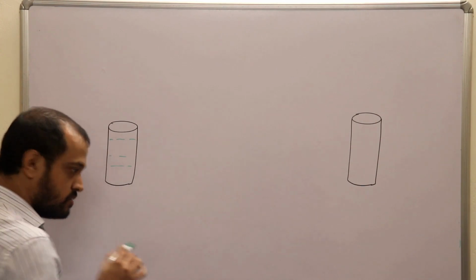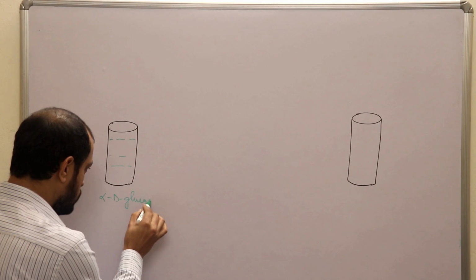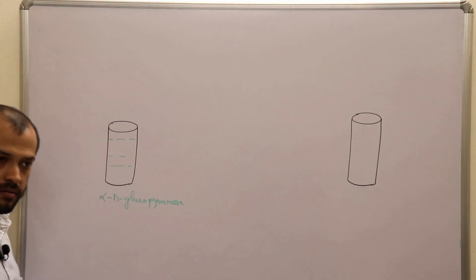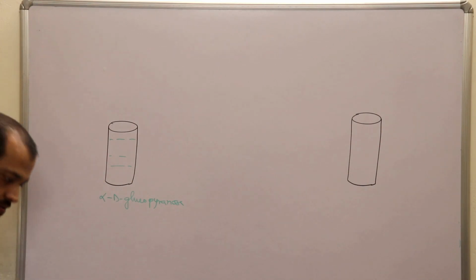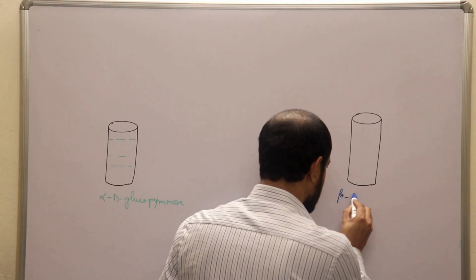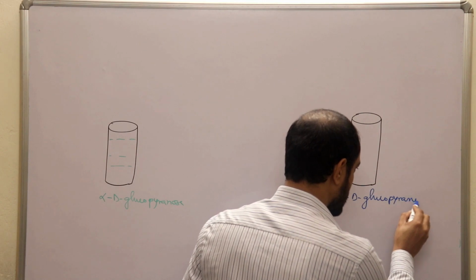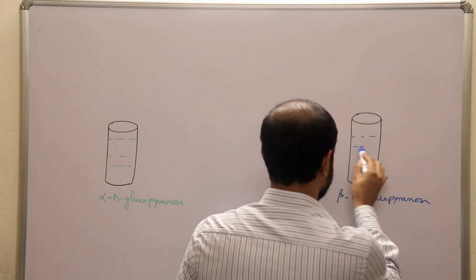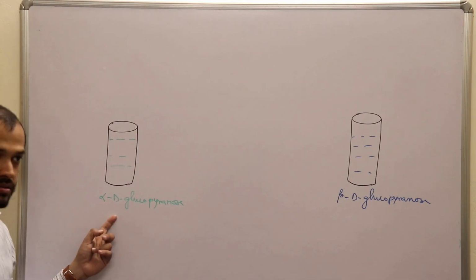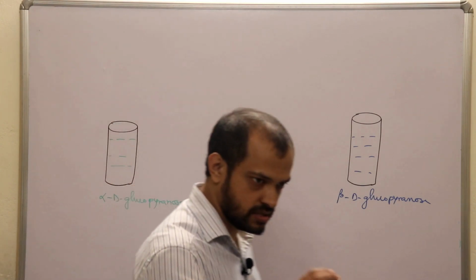Now listen. Suppose this is a jar. You have kept here alpha D glucopyranose. And here you have kept what? Beta D glucopyranose. Now, if you subject alpha D glucopyranose, you will understand, just for your own sake, just remember this.